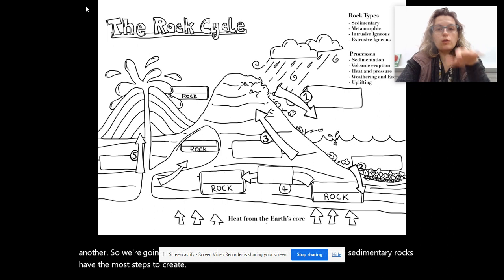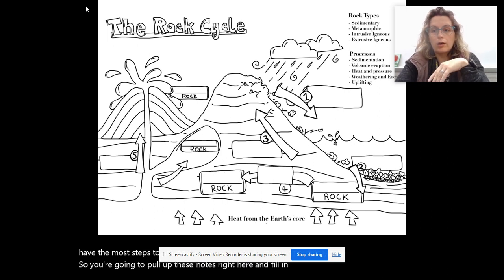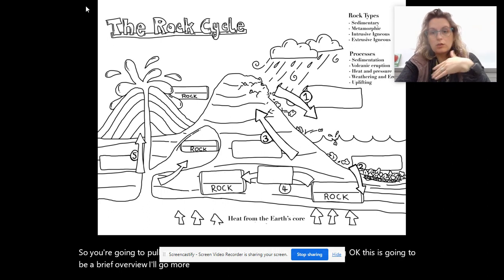Okay, so you're going to pull up these notes right here and fill in as I start talking. Okay, this is going to be a brief overview. I'll go more in depth with it as the notes go on.